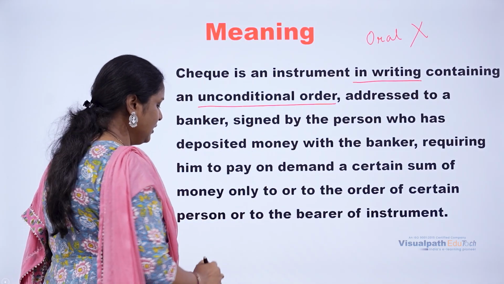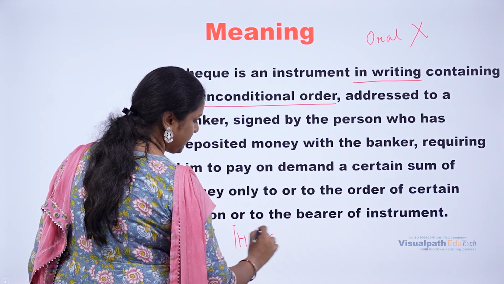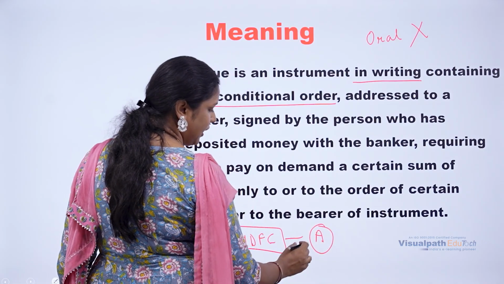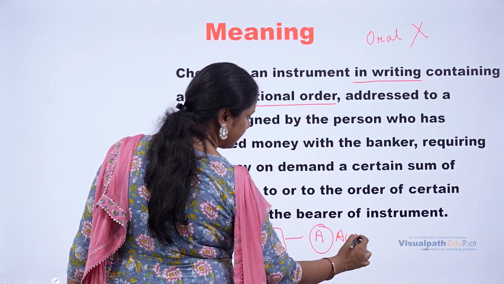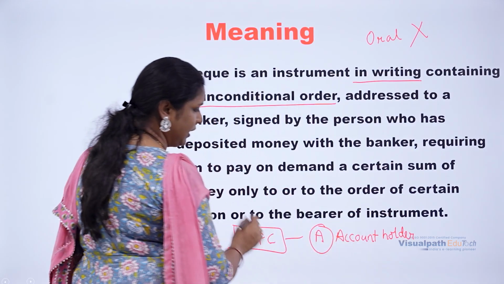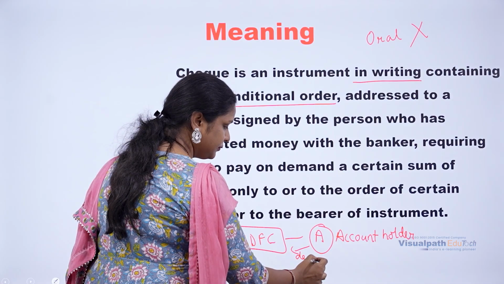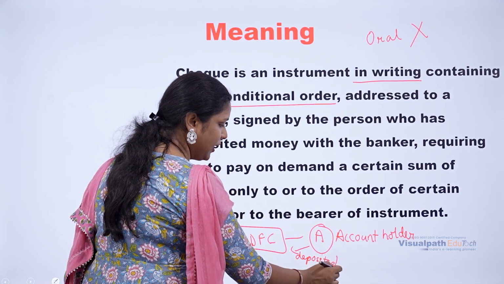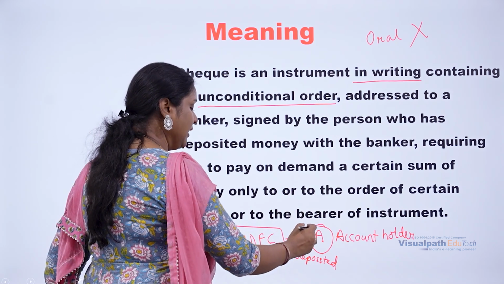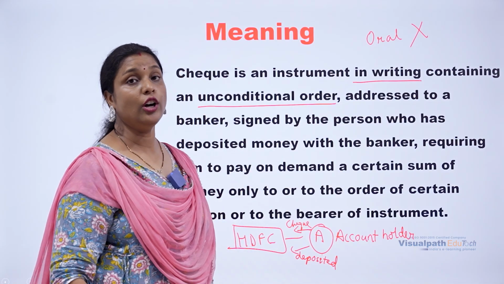Now, let's understand. Let's say there is one bank, SDFC. And there is a person A. A is the account holder in SDFC Bank. So what did A do? A deposited some money. Because A has an account, A keeps on depositing money in the bank. Now A deposited money, then A gave a check to SDFC for payment.